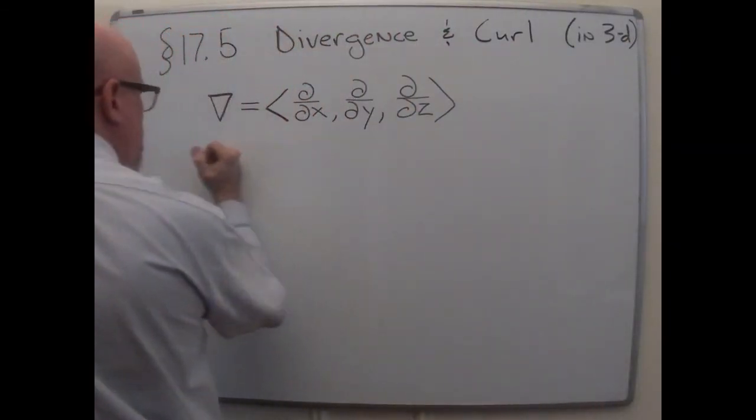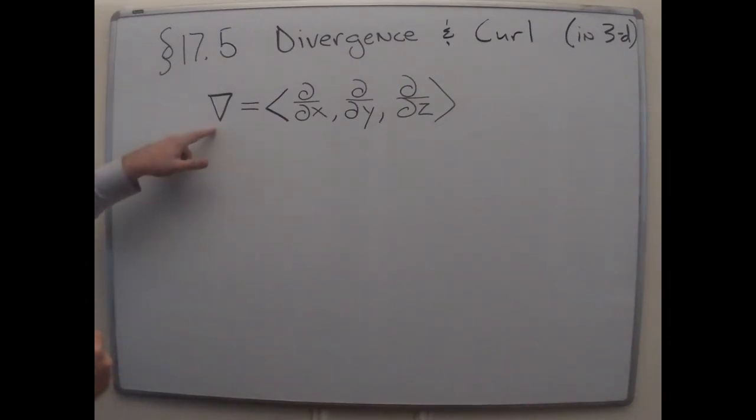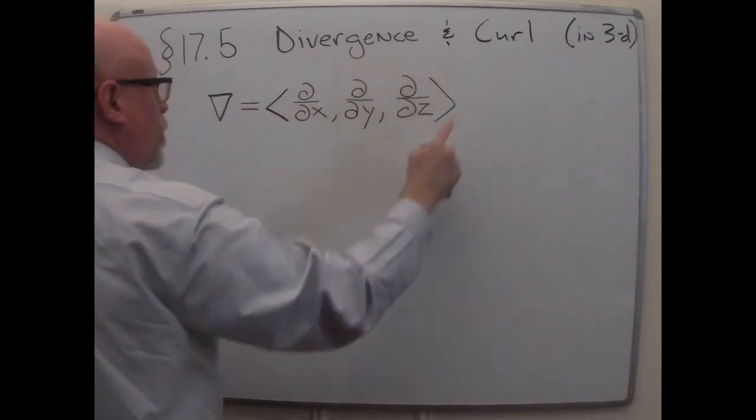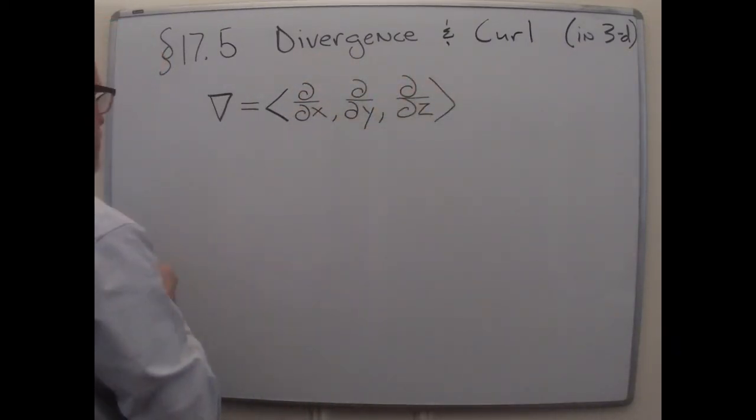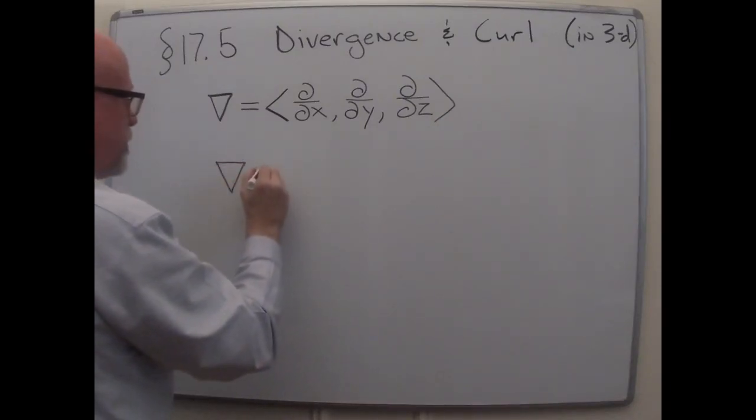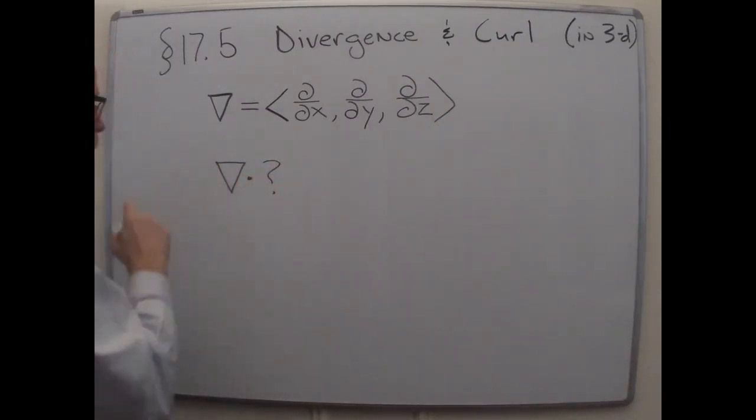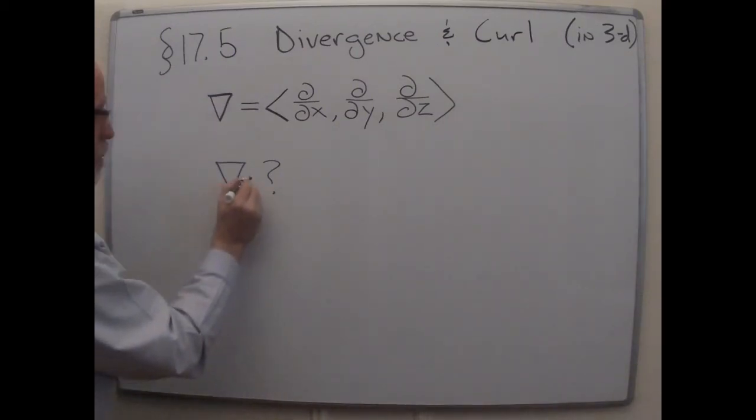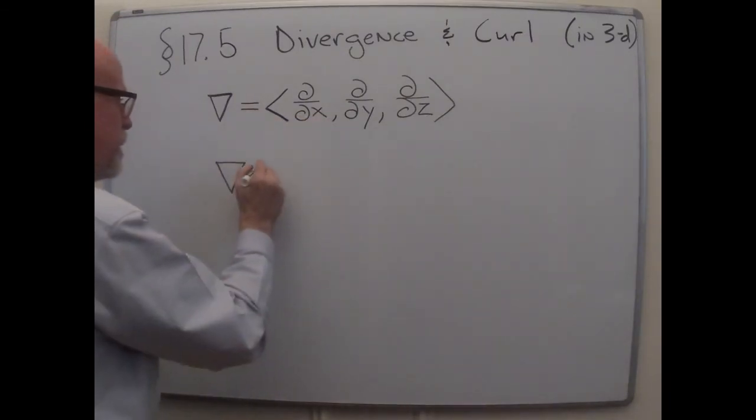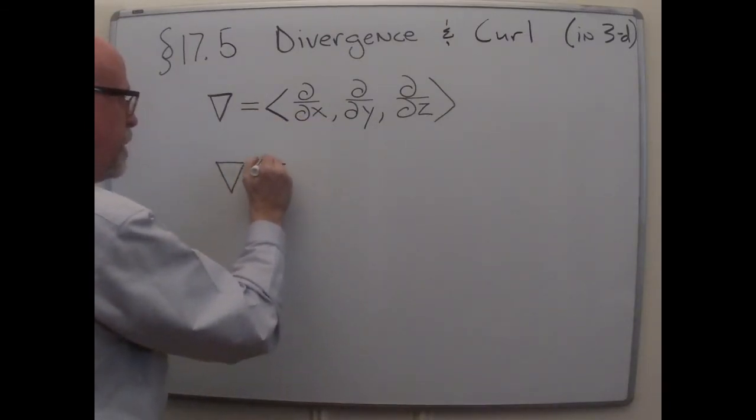Well, the next thing to do is to try to use del in dot products and cross products. And when we do that, we're going to respectively get the divergence and the curl. So let's look at that. What would it mean to take del dotted with something? Well, first of all, if that's going to be a dot product, the something here had better be a vector field, right? So let's change that. That's del dotted with a vector field.